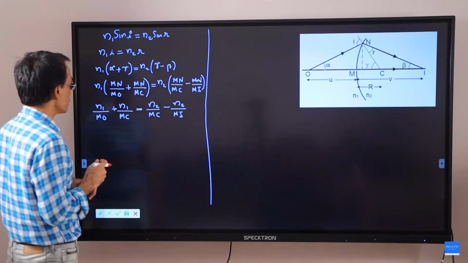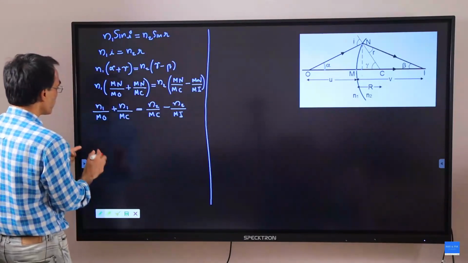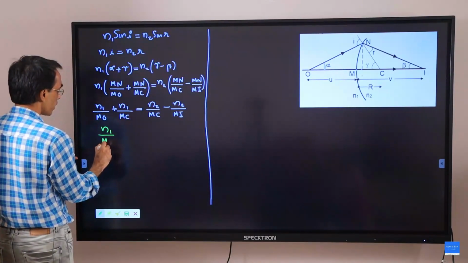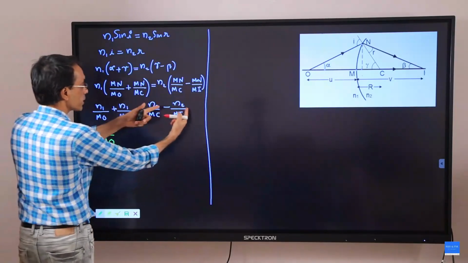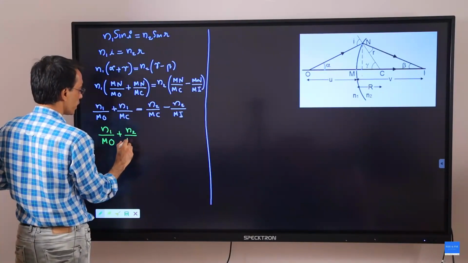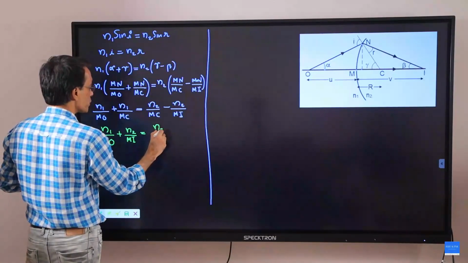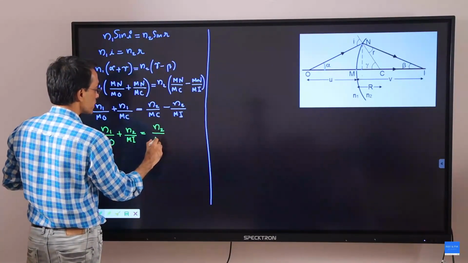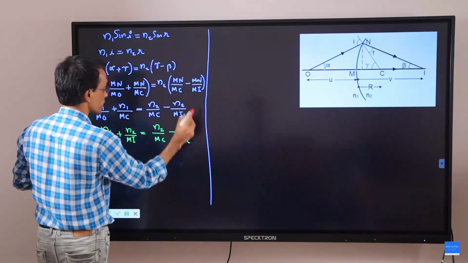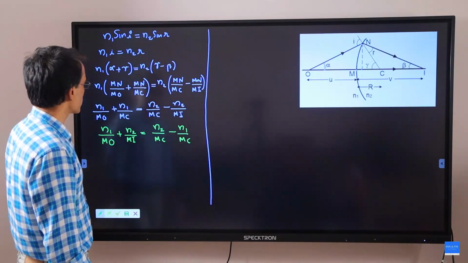Okay. Now, there are two MC terms here, so it is better to club them into one side. So, I will rearrange them. N1 by Mo, let it be here. I will take this to this side, plus N2 by Mi equal to N2 by Mc minus N1 by Mc. So, we got to this much of steps.